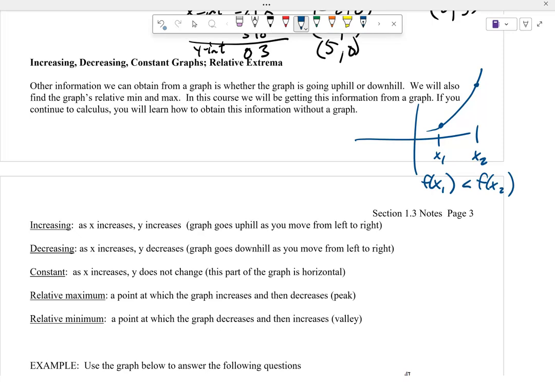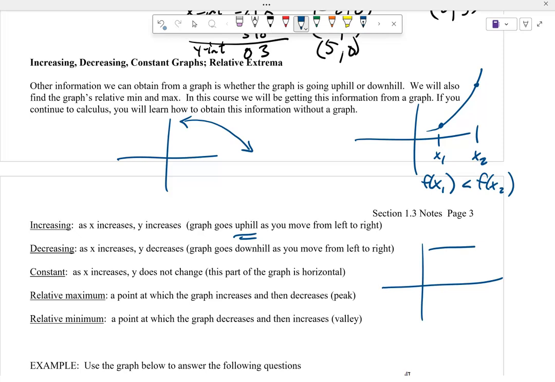So you're going up and to the right. It's kind of like you're going uphill, right? You're decreasing, right? This would be a function that's decreasing if you're going down and to the right. So in other words, if x1 is less than x2, f of x1 is greater than f of x2. That is the technical definition of decreasing.